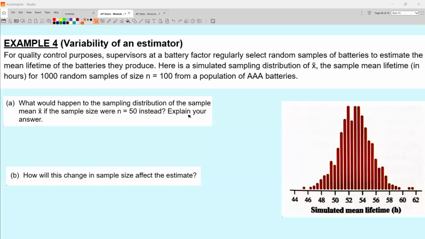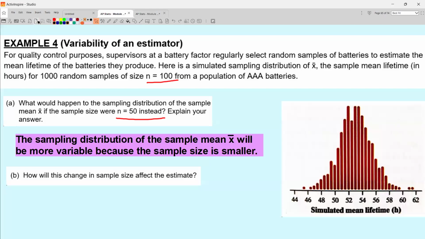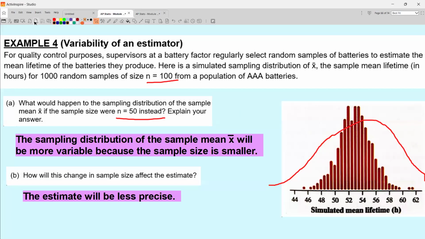Now, what would happen to this sampling distribution of the sample mean if the sample size were 50 instead? So remember, we're starting with 100. But what if I only took 50 instead of 100? What's going to happen to this distribution? It's going to be more spread out. It'll be more variable because the sample size is smaller. So you might see it look something like this, where it might be flatter and more wide at the edges. How will this change in sample size affect the estimate? Well, because there's more variability, your estimate's going to be less precise.